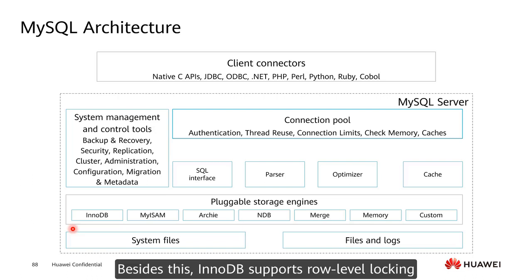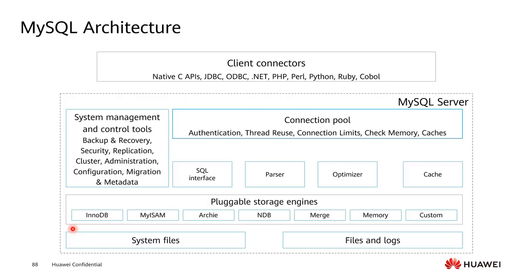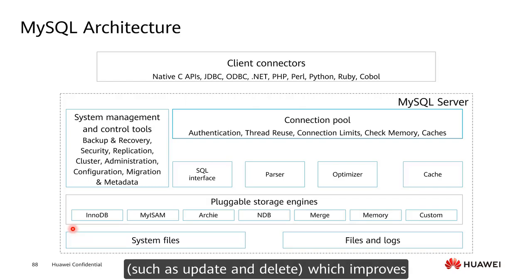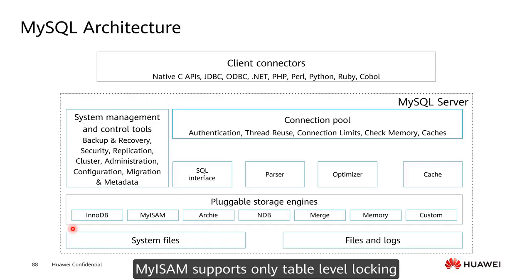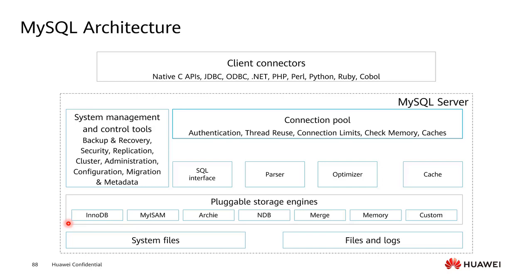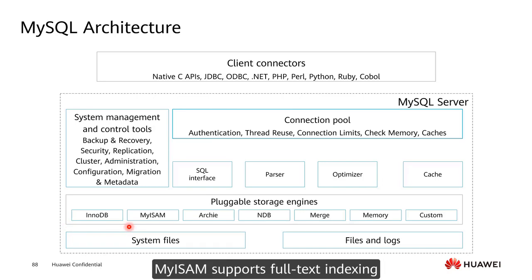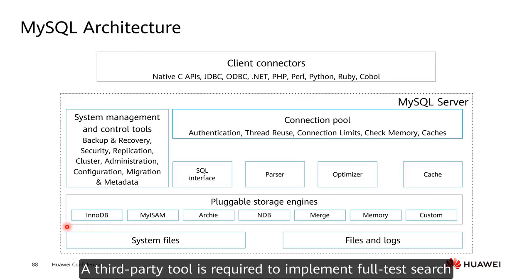Besides this, InnoDB supports row-level logging, which means that only the modified data rows are logged during data modification, such as update and delete, which improves performance in concurrent read and write environments. MyISAM supports only table-level logging. InnoDB supports foreign key constraints, but MyISAM does not support them. MyISAM supports full text indexing, while InnoDB does not. A third-party tool is required to implement full text search.